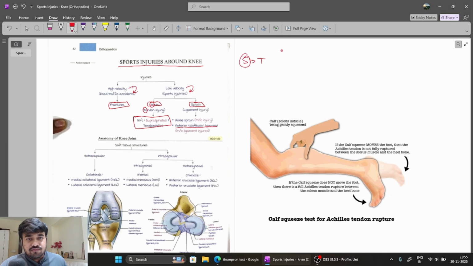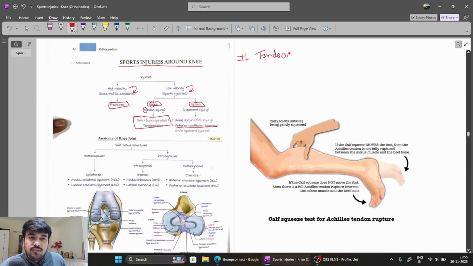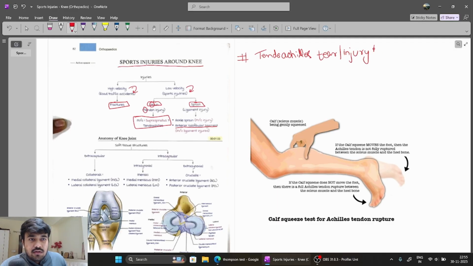Right, now we have here tendo-Achilles tendon injury. You can call it tendo-Achilles tear or tendo-Achilles injury or tendo-Achilles disruption, whatever. All are essentially the same thing. So two important things which you must remember, and questions are framed around that. That is, what is the clinical test for it. So the clinical test to check for tendo-Achilles tear is the Thompson test, right? So this is an important potential question.